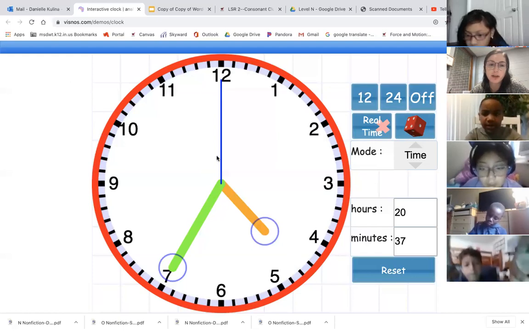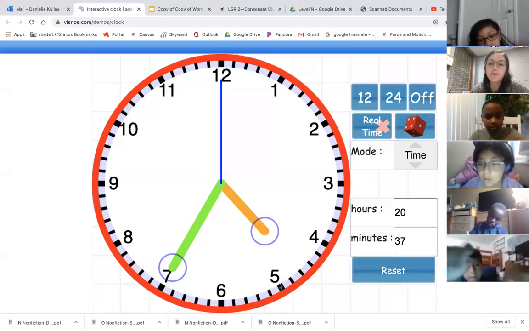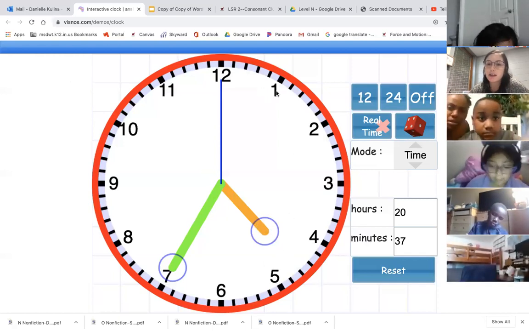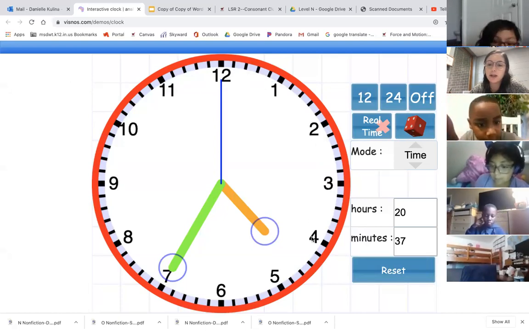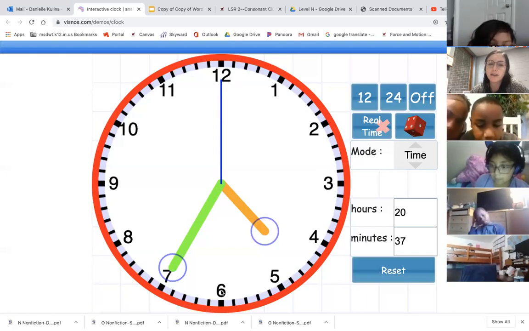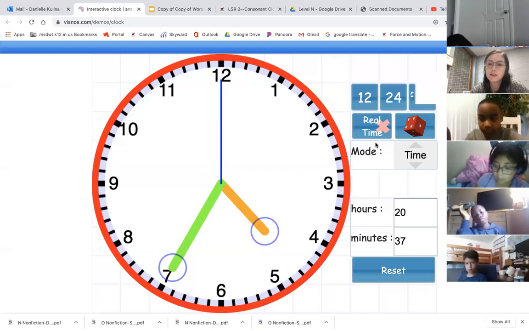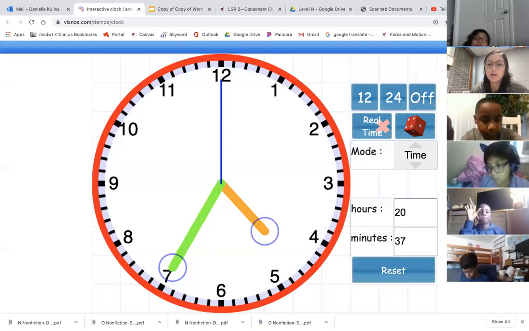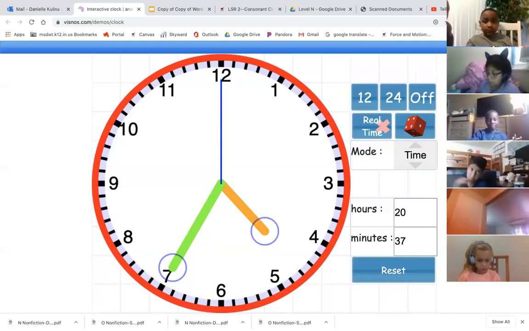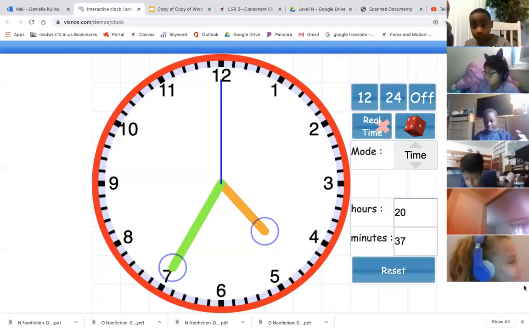What time is this showing? We know that it's not 5 yet because it's still before the 5. We know, so it's 4 what? I count by fives. 5, 10, 15, 20, 25, 30, 35. So I know that it is 4:35. Kweku, what time is it in my picture? 4:35. Perfect. 4:35.